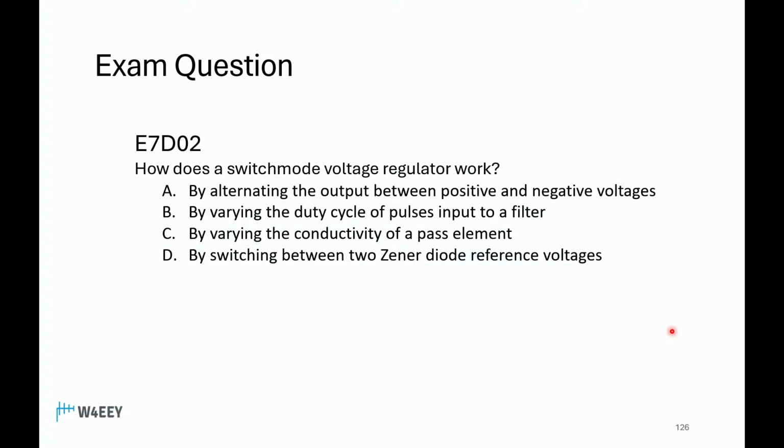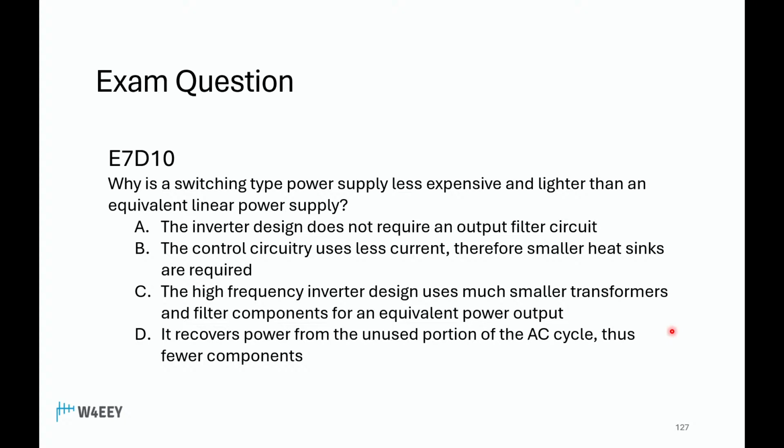How does a switch mode voltage regulator work? Bravo. Right, by varying the duty cycle of pulses to the input filter. It senses when the output voltage is going down and gives wider pulses to provide more current. Why is a switching type power supply less expensive and lighter than the equivalent linear power supply?